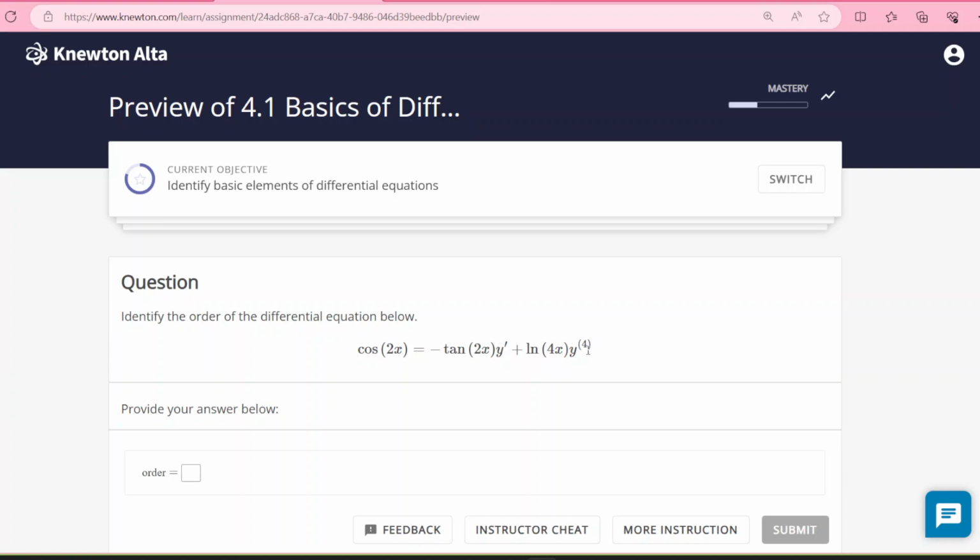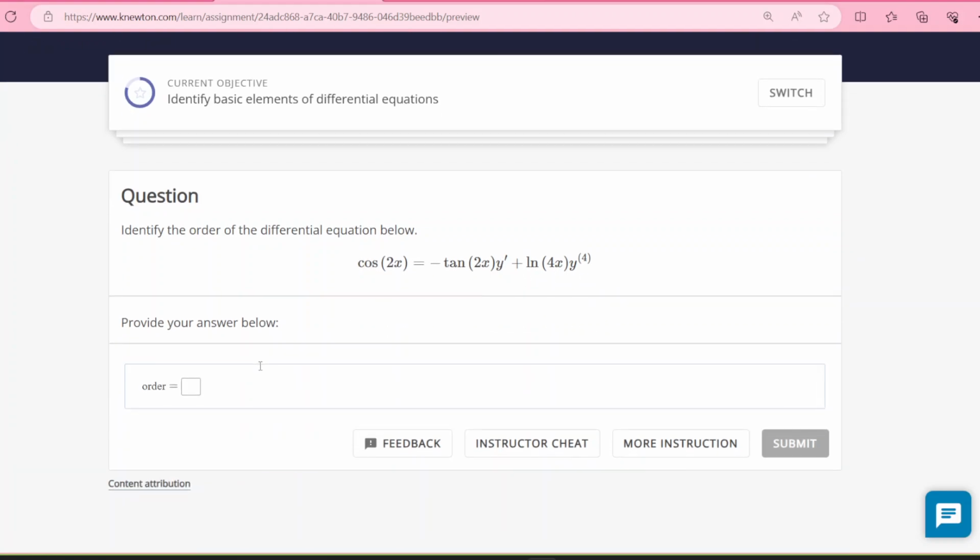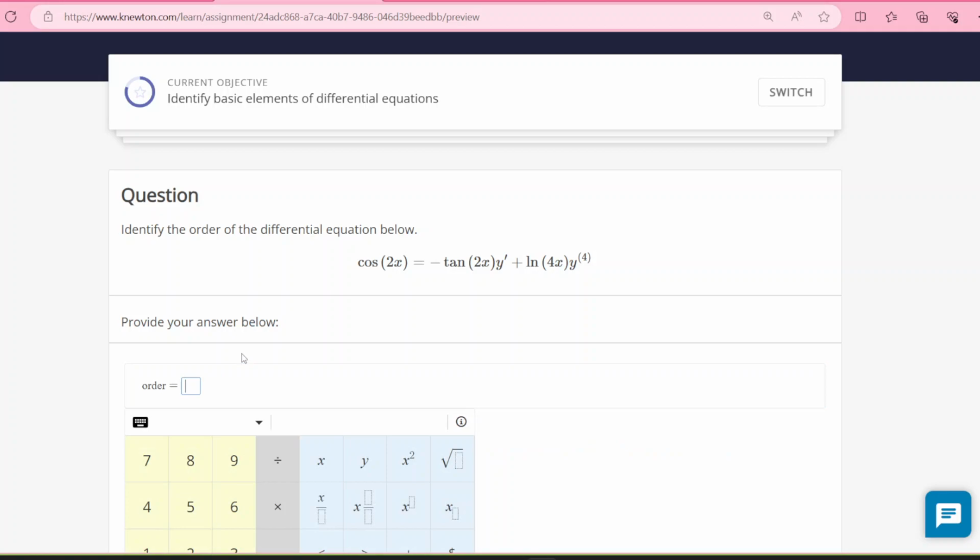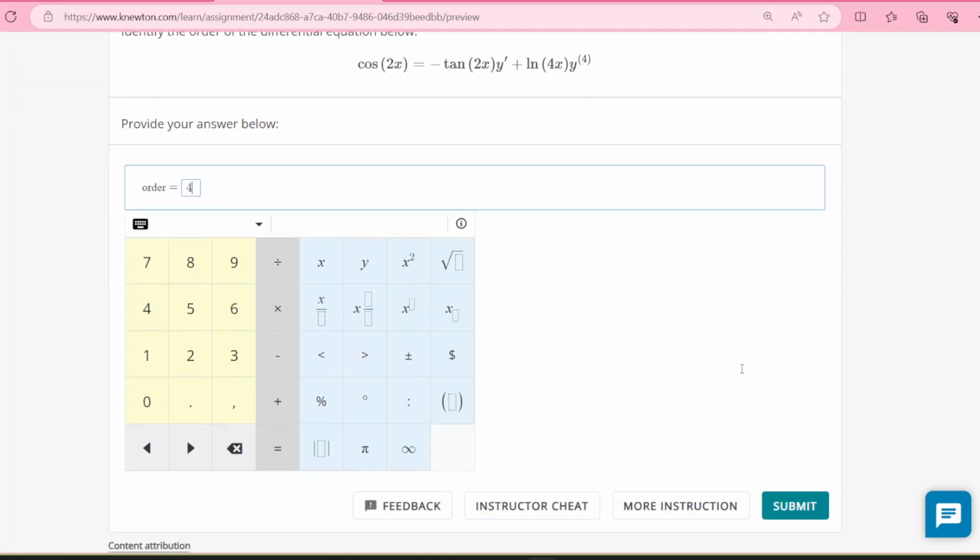And then you see this y with the 4 in parentheses above it. It looks like a power, but if it's in parentheses like that, that means it's a derivative. So this is the fourth derivative of y. So I see the first derivative of y and the fourth derivative of y. The highest order derivative is the fourth derivative. So they would call this a fourth order equation. So order equals 4. And that is all we are being asked for in this question.